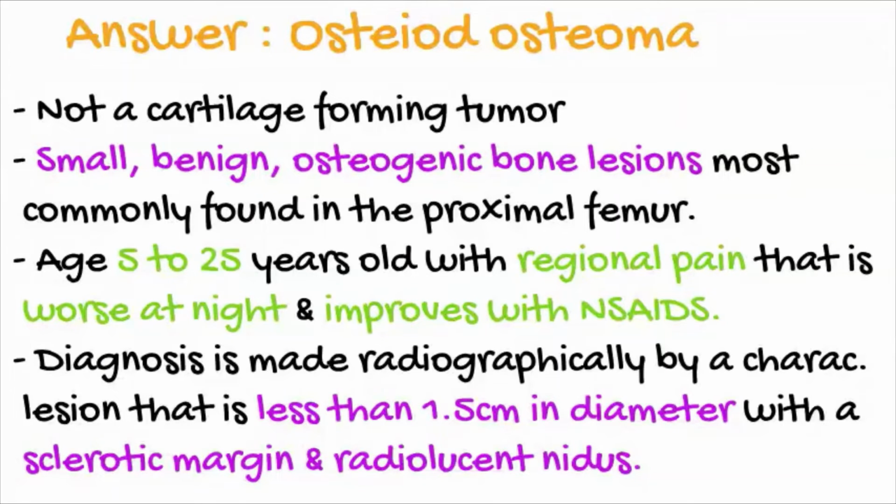The diagnosis is made radiographically by a characteristic lesion that is less than 1.5 cm in diameter with a sclerotic margin and radiolucent nidus.